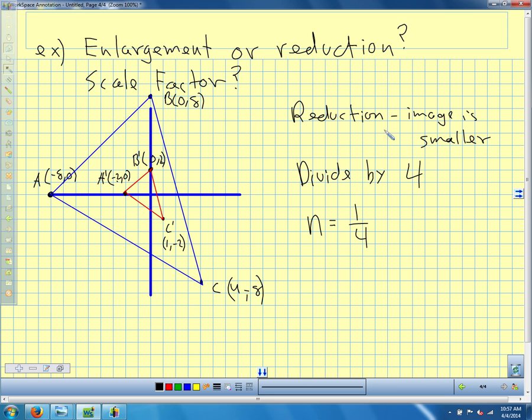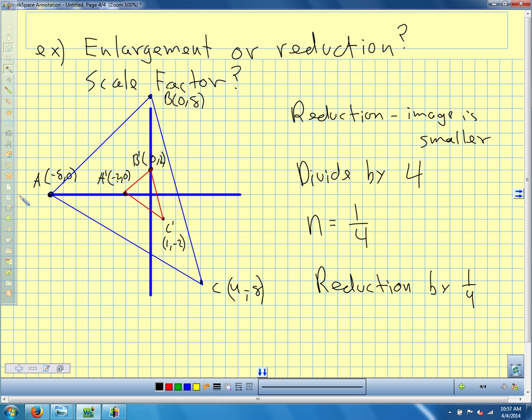We get a reduction. So we would call this a reduction by 1/4. Or we could say by a factor of 4. Or a reduction with a scale factor of 1/4. Factor just means we divide it by 4. Reduction by 1/4. Reduction, scale factor 1/4. Any one of those can work. So remember, with dilations, we're always talking about multiplication or division.